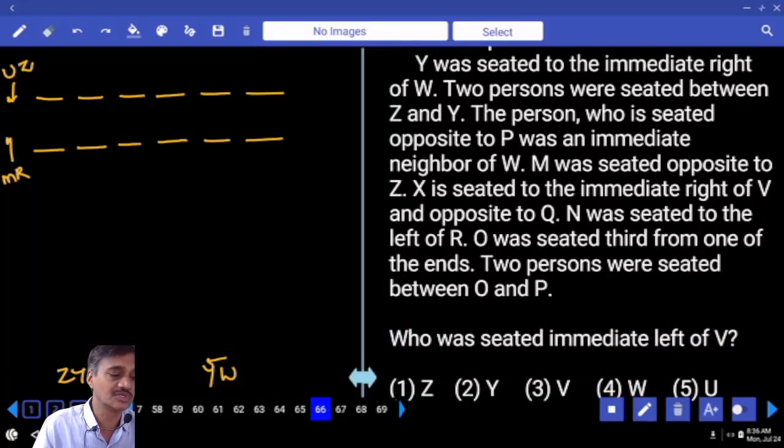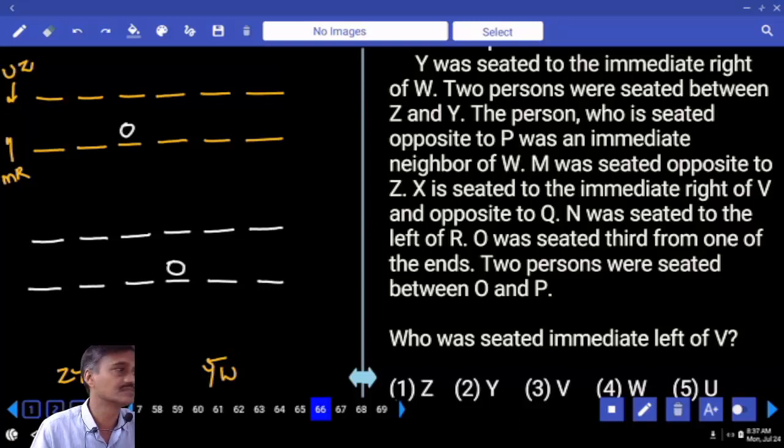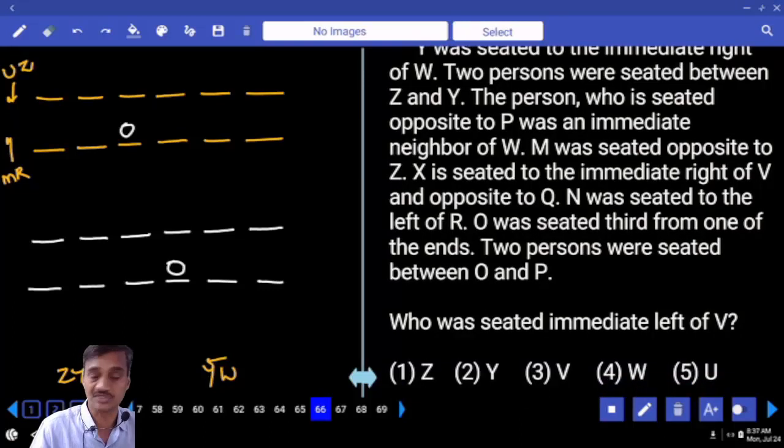This is the crucial information we have. Then O, where is this O? O is third from one of the extremities. One, 2, 3, 4, 5, 6, and the next possibility is O is third from the right extreme. We don't have any definite information here, and this is the place where we get definite information, so we start from here: 2 persons between O and P.